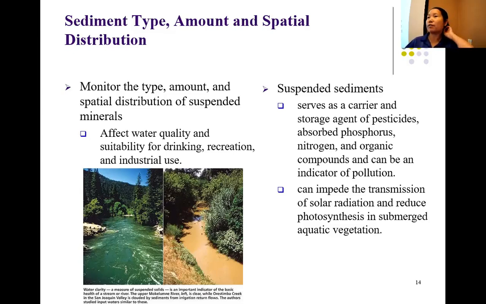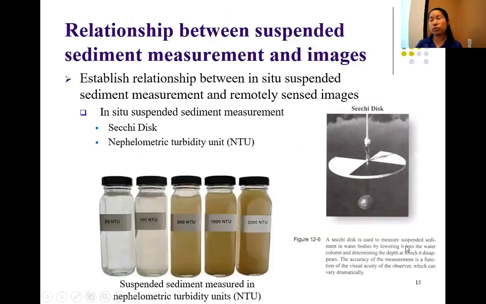I don't know whether you have heard about it. Basically there is a high concentration of this content, so there is a lack of oxygen in the water body, and therefore fish and other habitat cannot survive in those kinds of environments. High concentration of this matter can also impede the transmission of solar radiation and reduce photosynthesis in submerged aquatic vegetation. So that is why it is important to study it.